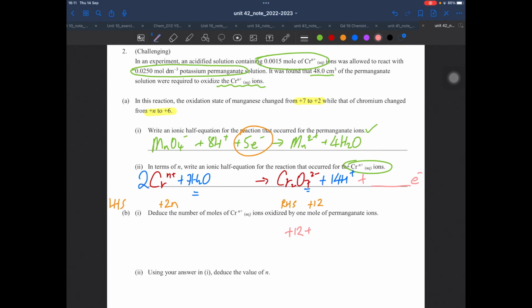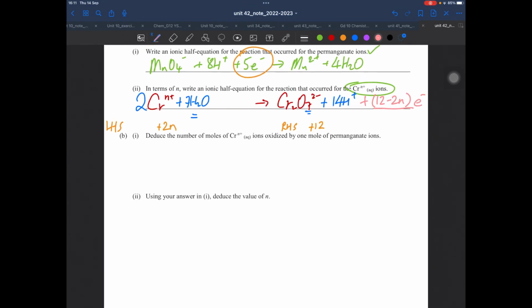Understand? The second one is +12. Add y electrons, that is -y in charge, which will equal 2n. This balances the charge of the right-hand side and left-hand side. Simple: 12 minus 2n. Good. So here it shows. Understand? Next one: find the number of chromium ions oxidized by 1 mole of permanganate.